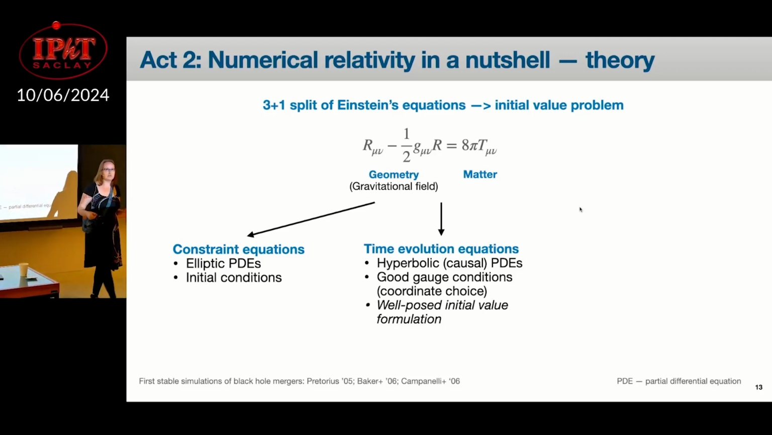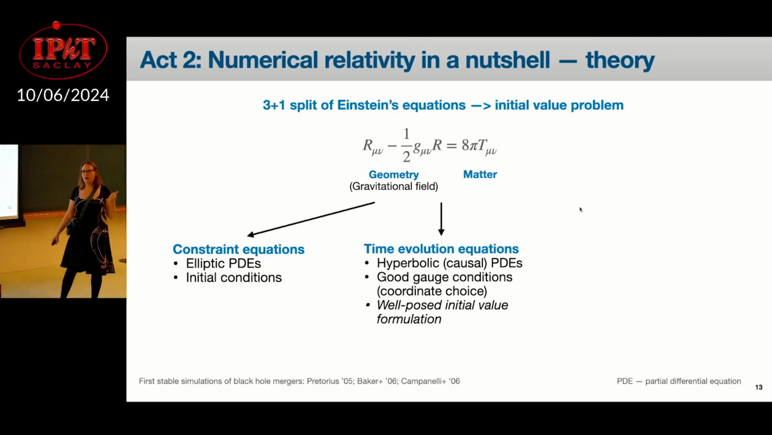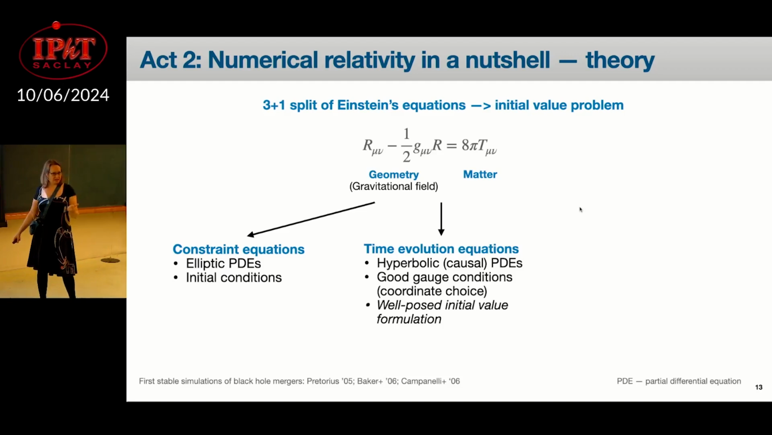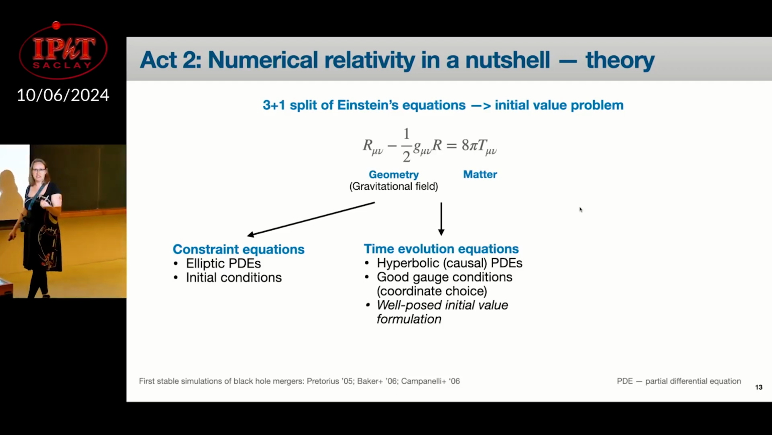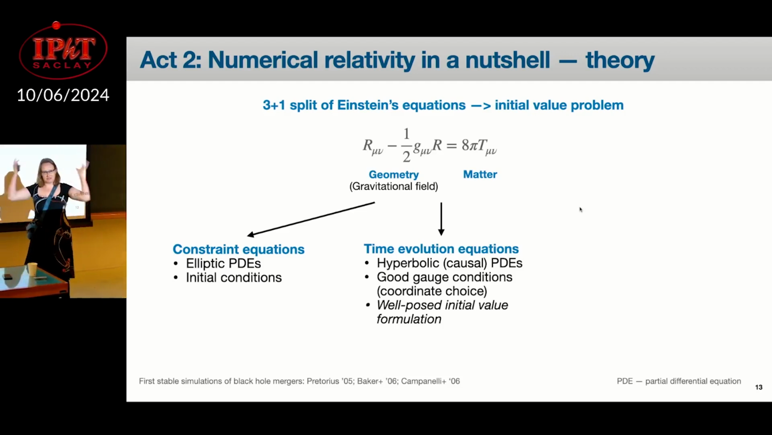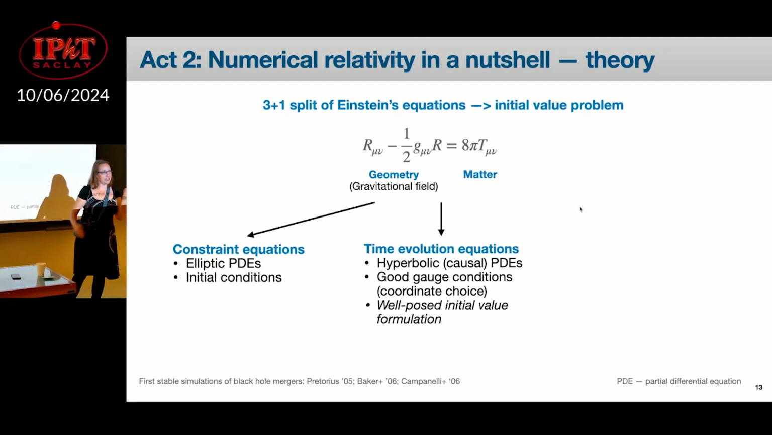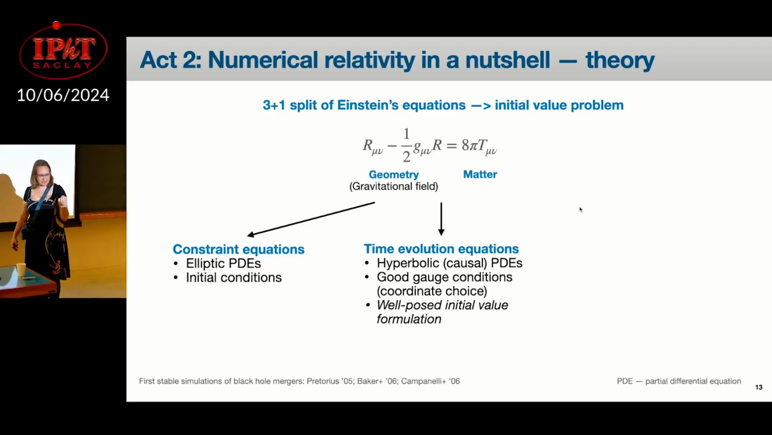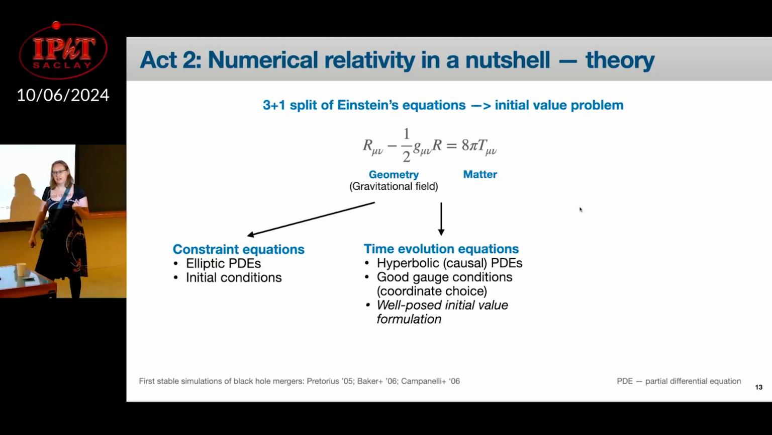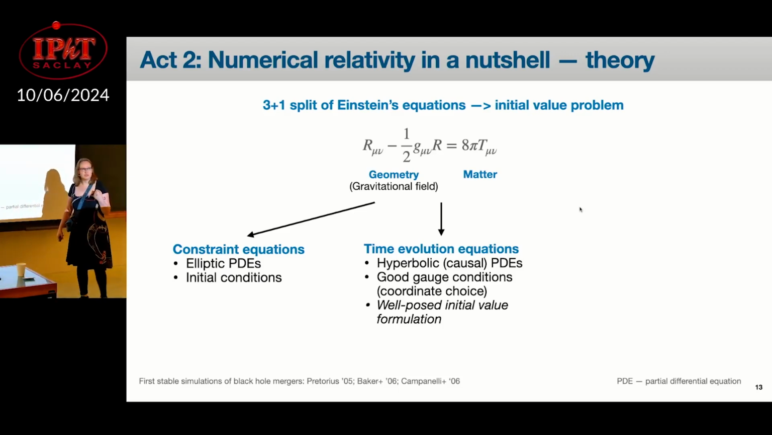I need to think about how I treat singularities. For example, if I have black holes, what do I do? Because my simulation would, of course, go all haywire if I have a singularity on my grid explicitly. So we have to think about how to treat that. And we have a pretty good understanding of how to do this.